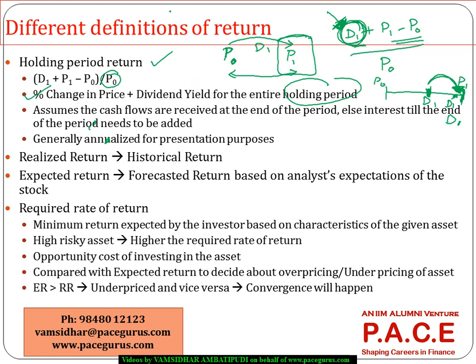and then use it as a part of your return computation. That is what we call the holding period return, where I am assuming that all cash flows are coming at the end of the holding period. If there is any change in the flow of the cash before the completion of the holding period, you can simply add the interest up to the end of the holding period and update the intermediate cash flows and then use it to find out your holding period return.